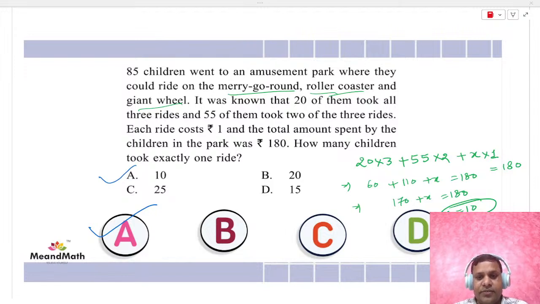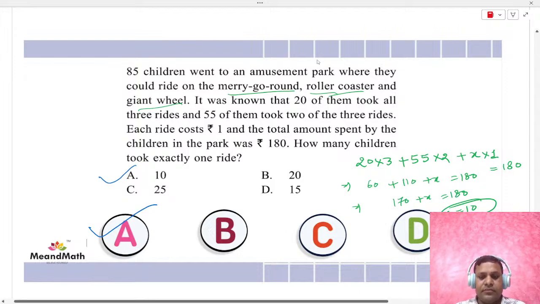Okay, so look at the question, look at the solution. Is it clear to everyone? Okay, so I think this is clear to everyone.